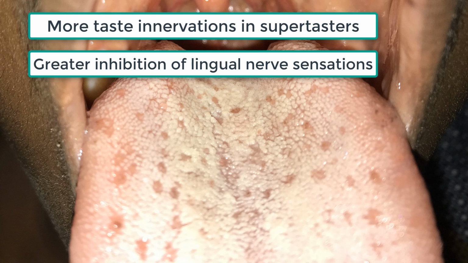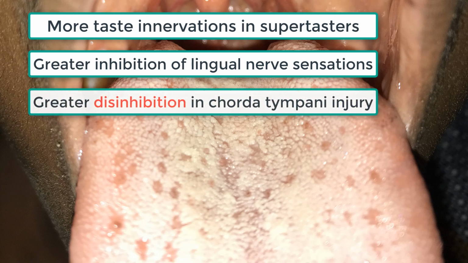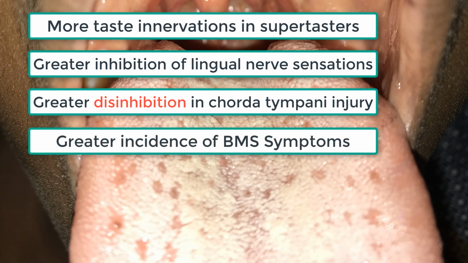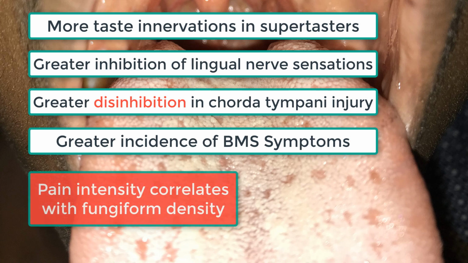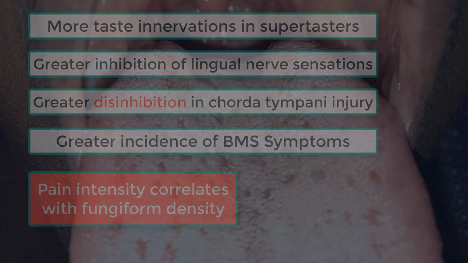This means that any loss of taste fibers will have a greater disinhibitory toll on super tasters than average tasters, hence resulting in a greater incidence of oral burning pain in such individuals. And it's been shown that the intensity of pain correlates well with the density of these papillae. These individuals are at risk for taste allodynia, especially to food substances such as chili and sometimes citrus foods.